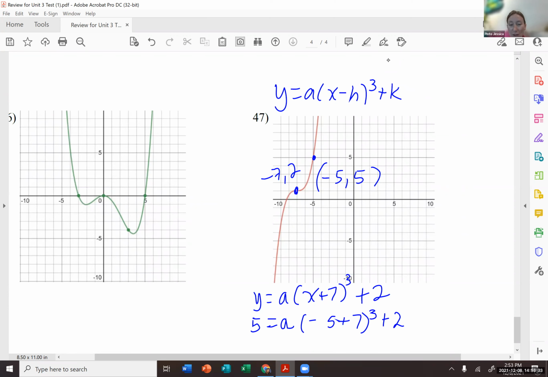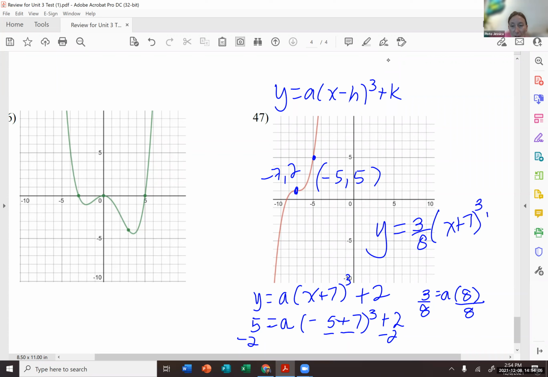So now I'm going to evaluate. I'm going to subtract 2. That's going to give me 3 is equal to a times, and then -5 plus 7 will be 2. 2 to the 3rd power is 8. So dividing by 8, I get a is equal to 3 over 8. So my final answer is y equals 3 over 8, x plus 7 to the third, plus 2.